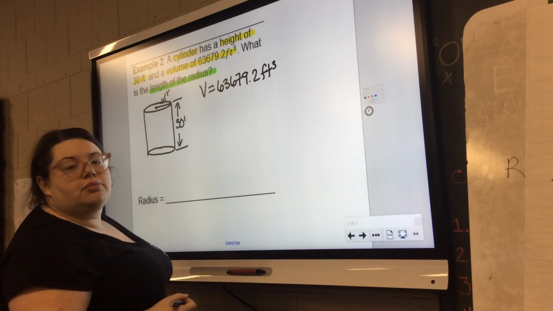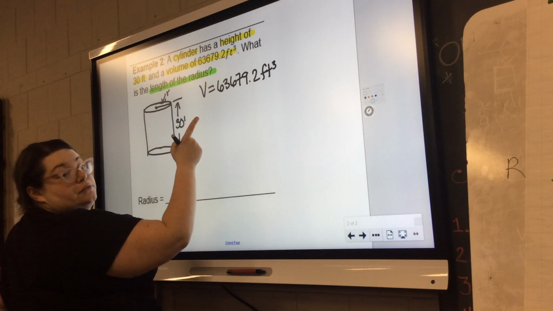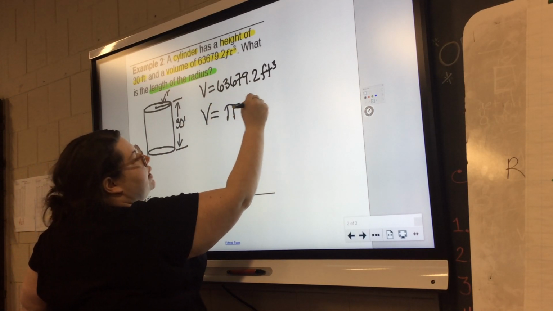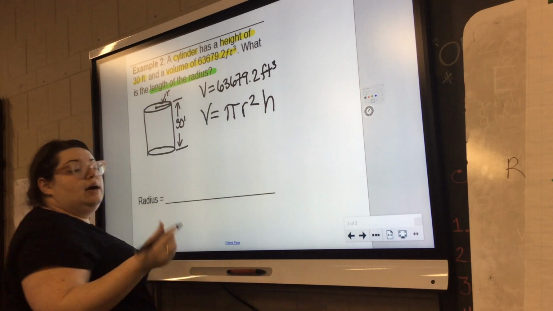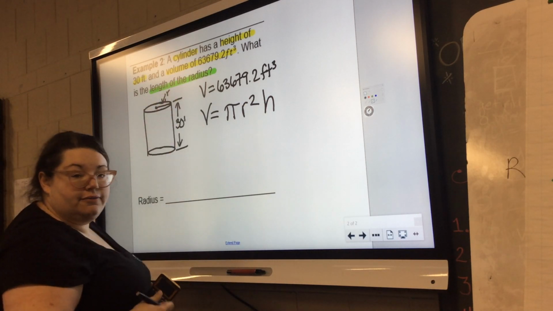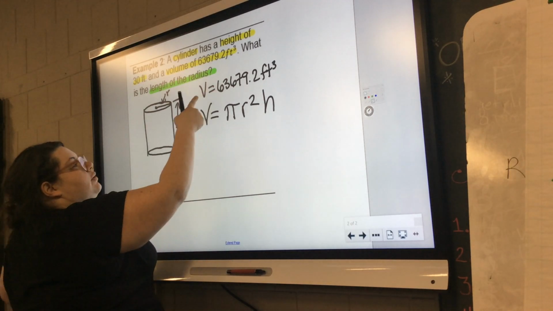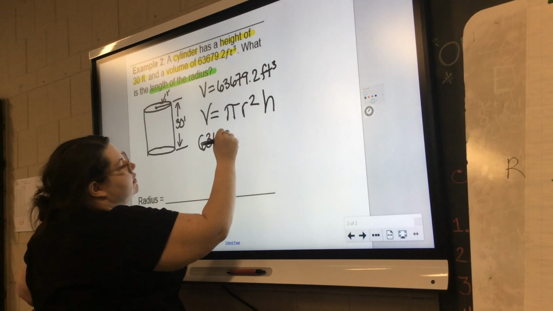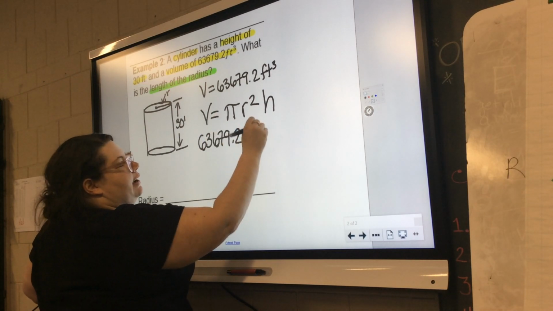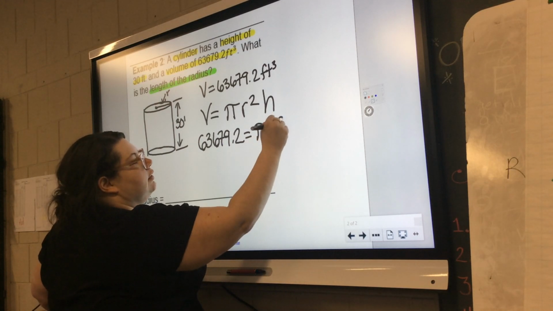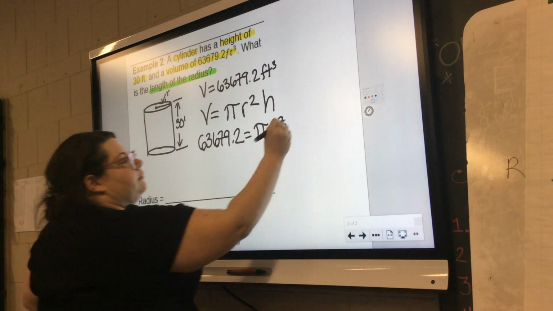Let's pull up the volume formula for a cylinder, which is at the top of your page. Volume equals pi r squared times h. And now I'm going to take the information they gave me and plug it in. So we know that volume is this big old number right here, 63679.2. We know pi is pi. Radius, we don't know, so leave it alone. And height, we know is 30.